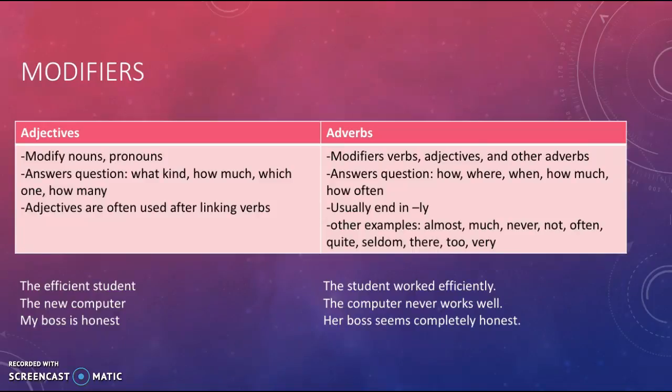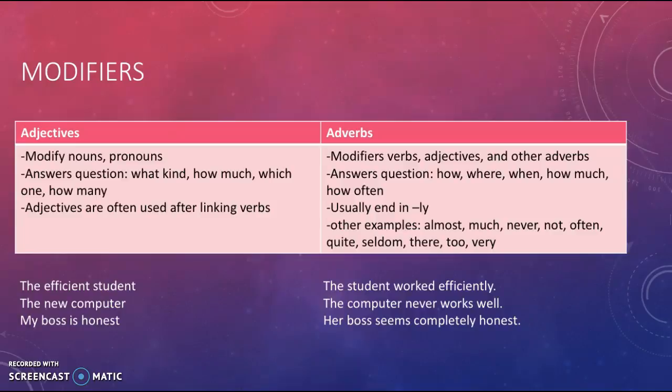Anytime that you are describing a noun or a pronoun, so you're talking about color, you're talking about shape, you're talking about size, you're talking about how many, those are all adjectives. They are also often used after linking verbs, and you see some of those examples underneath the box there.